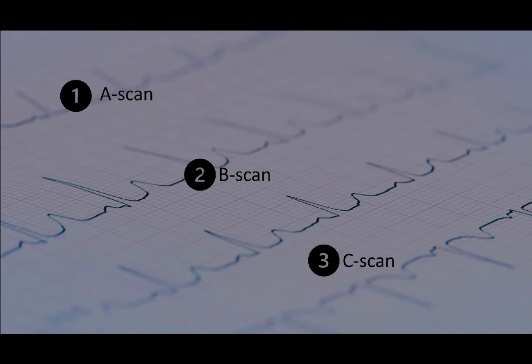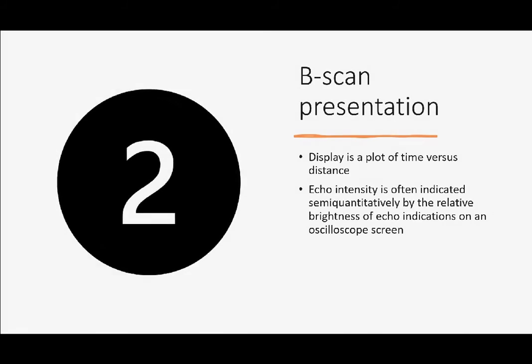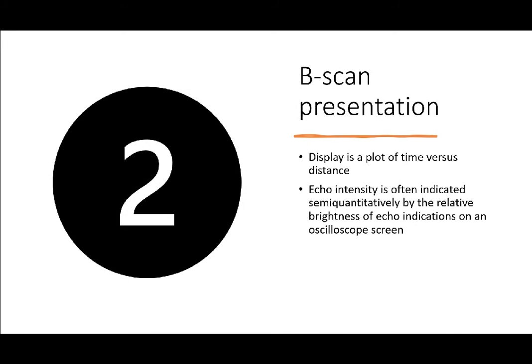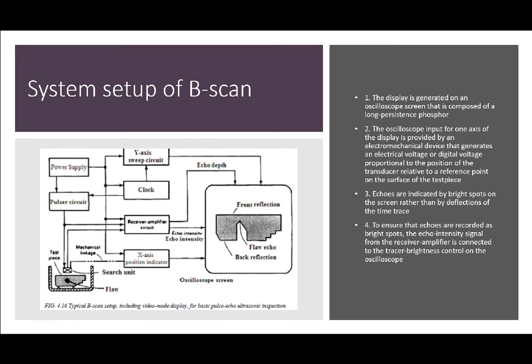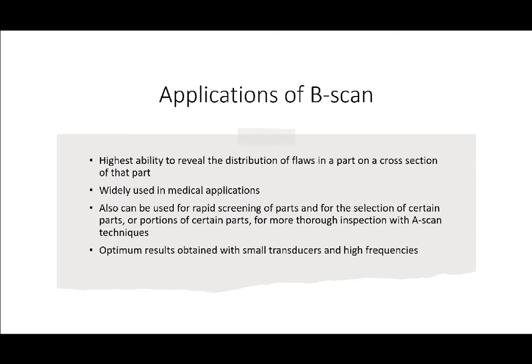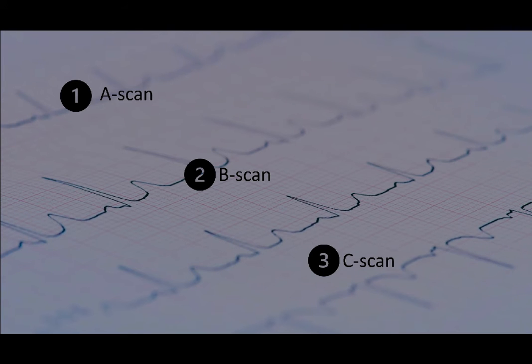Second is the B-scan. For B-scan presentation, the echo intensity is often indicated semi-quantitatively by the relative brightness of echo indications on an oscilloscope screen. This is the system setup of B-scan. B-scan presentation is widely used in medical applications, and optimal results can be obtained using small transducers and high frequencies. And the last one is the C-scan.